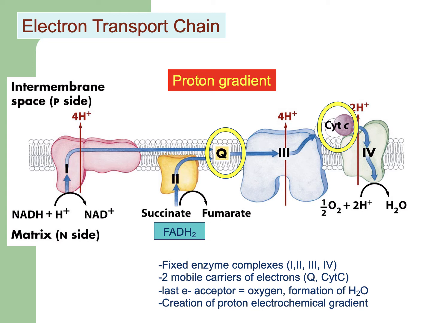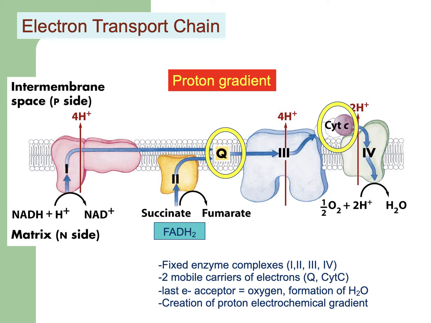These are dynamic proteins. That means that they move. They're dynamic enzymes, and they're denoted as Q, which we're going to talk about, and cytochrome C, and both of these are circled in yellow. I want you to see also that at the end of the electron transport, the last electron acceptor is oxygen, which forms water. So we have half of an oxygen molecule combining with 2 hydrogen protons to form water.